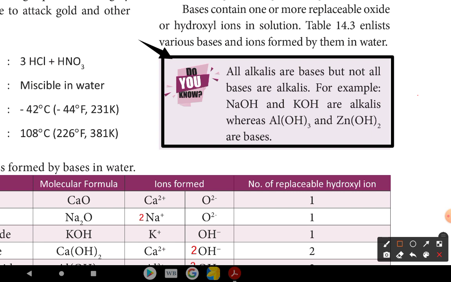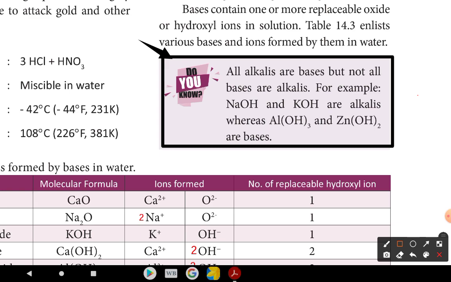All alkalis are bases, but not all bases are alkalis. Okay, all alkalis, எல்லா alkalis என்ன சொல்றாங்க? Bases. All the alkalis are bases, but all bases are not alkalis. Alkalis are a small group inside bases. Base is a big group, with many compounds. ஆனா அதுல சில bases வந்து waterல dissolve ஆகும். They are called alkalis. Alkalis are those bases which will dissolve in water.